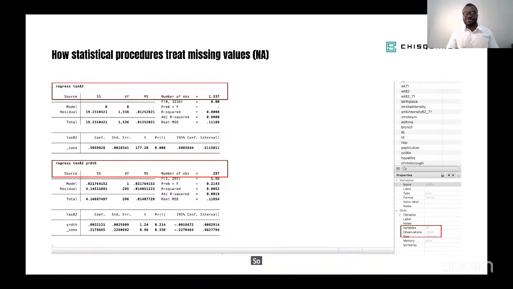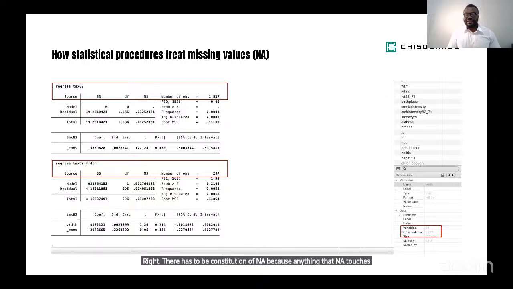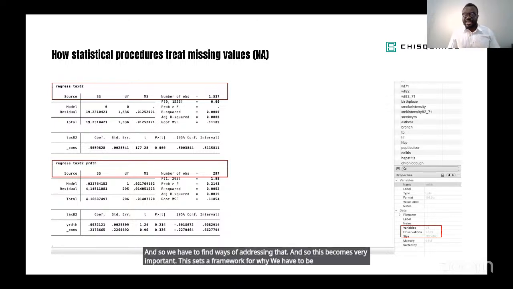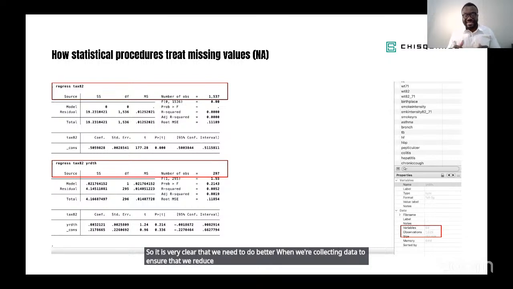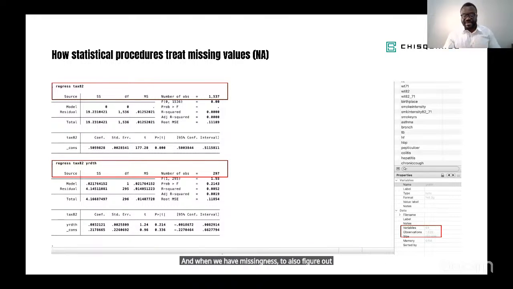So this is not just common to Stata. For any statistical procedure to work, there has to be consideration of NA, because anything that NA touches turns to NA. And so we have to find ways of addressing that. And so this becomes very important. This sets a framework for why we have to be very meticulous about how we capture data. Imagine the effort we went through to capture data for 1,600, only to be left with 297. That is very, very inefficient. So it is very clear that we need to do better when we're collecting data to reduce missingness to the least extent possible. And when we have missingness, we should also figure out ways to address it in a way that is valid.